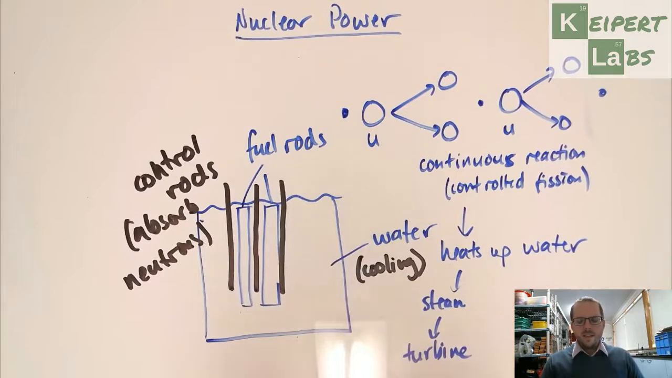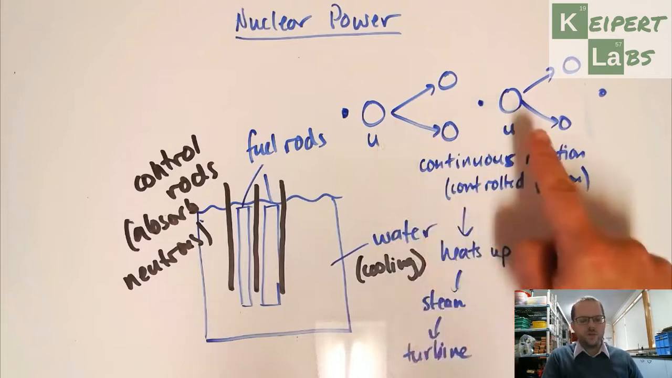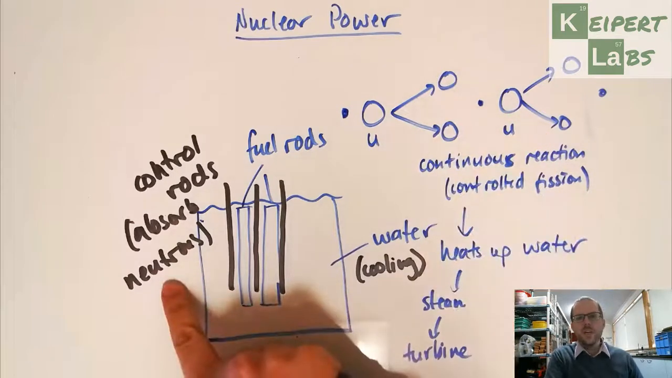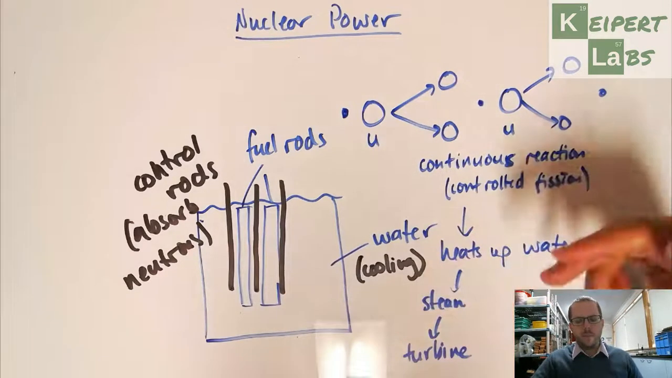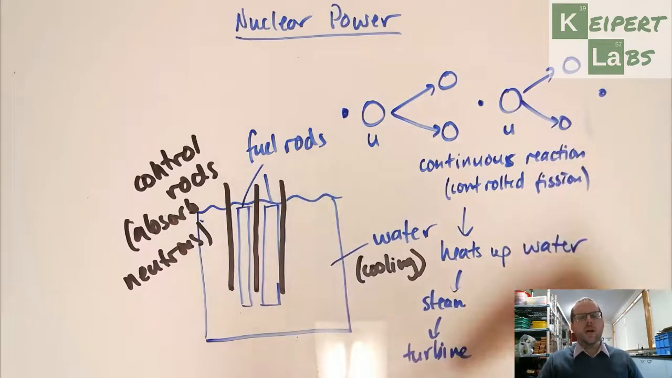But basically the essence is that we're using fission in a very controlled way, by controlling the number of neutrons that are around, as a source of energy to heat up water that forms steam, turns a turbine and generates electricity.